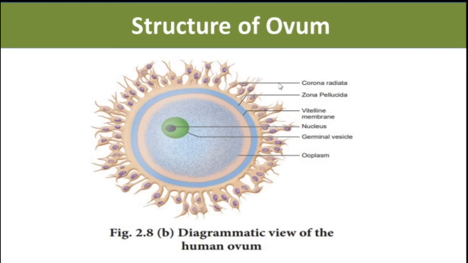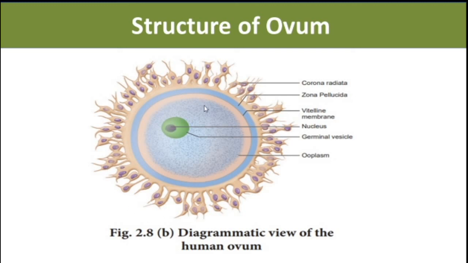The corona radiata is formed of follicle cells. The membrane forming the surface layer of the ovum is called the vitelline membrane. The fluid filled space between the zona pellucida and the surface of the egg is called the perivitelline space or perivitelline membrane.